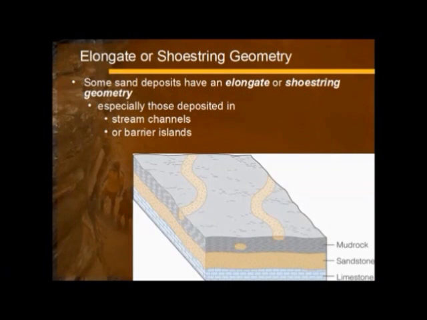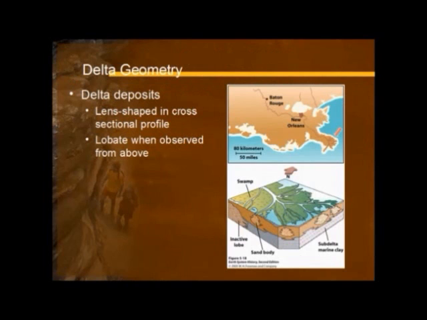An example of this shoestring geometry that we have, this shoestring shape, pardon me, could be a stream channel, or it could be a barrier island. These are discernible things. We can make the difference between them by looking at an association of physical characteristics. Barrier islands versus a stream channel. A stream channel is going to have a different mineralogy. Barrier islands are going to have a different mineralogy. We're going to be able to tell the difference between the two.